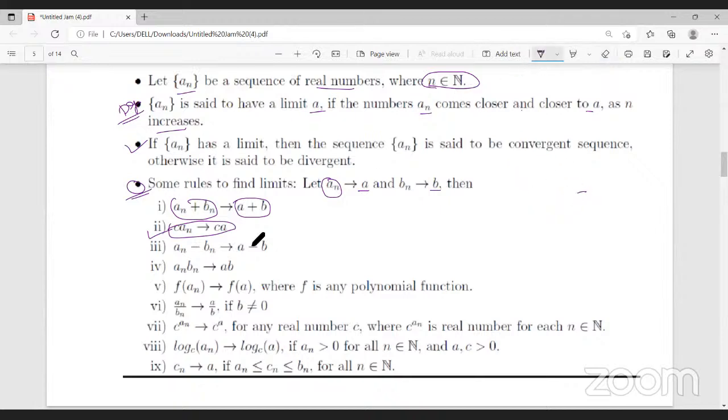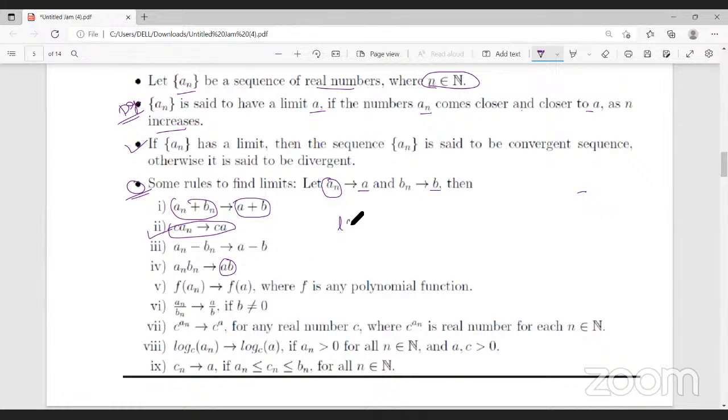Now the third property is of subtraction. If a_n minus b_n, I can say it will tend to a minus b, right? And then multiplication: if a_n tends to a and b_n tends to b, then a_n into b_n will tend to ab, right? And if my function is f of a_n, it will tend to f of a.